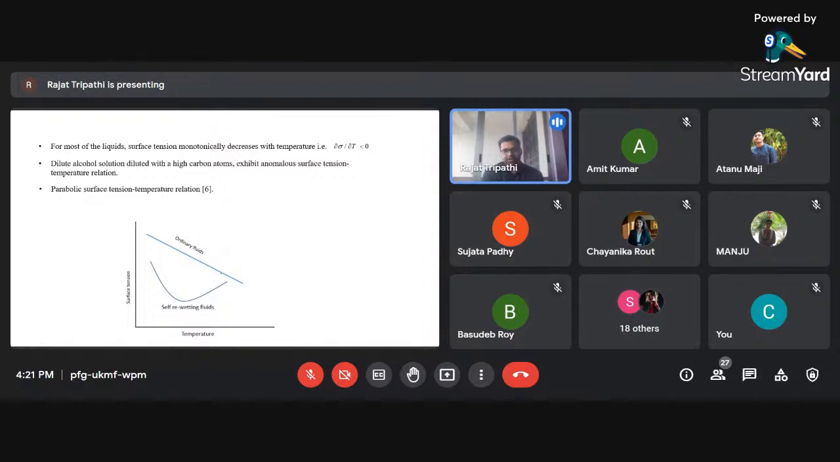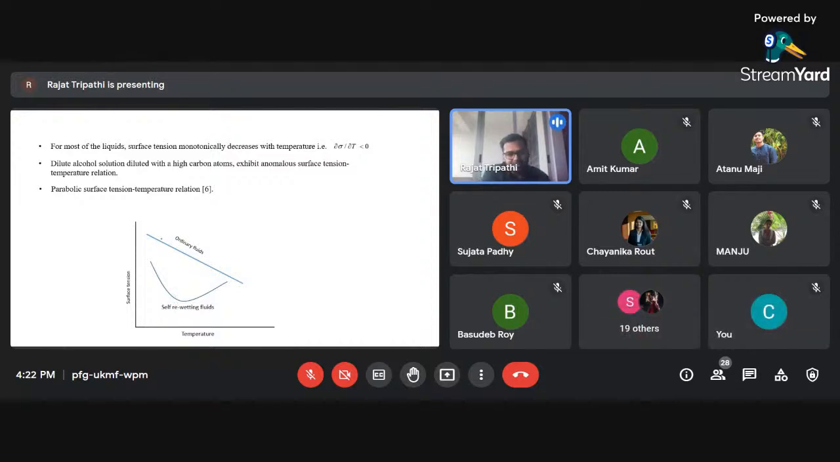Okay, so this is the graph depicting the difference between any ordinary fluid and a self-rewetting fluid. You see that if you increase the temperature, the surface tension of an ordinary fluid decreases. But for self-rewetting fluids, if we keep on increasing the temperature, the surface tension first decreases, reaches a minimum value, and then it starts increasing. Okay, so those fluids which follow this anomalous feature, that is the parabolic dependence of surface tension on temperature, are known as self-rewetting fluids.